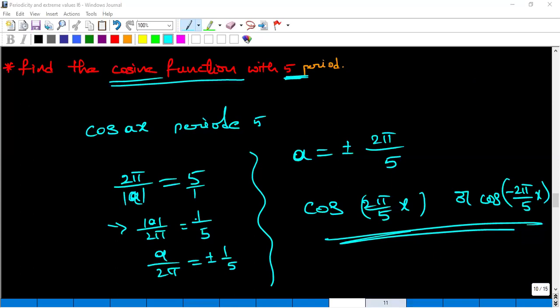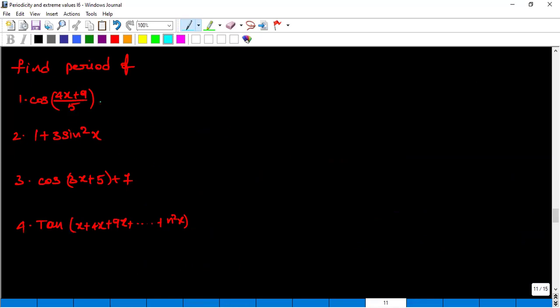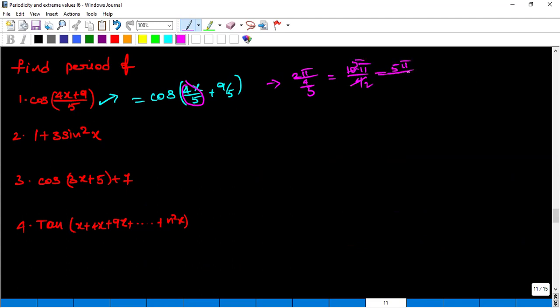Okay. Let us see some more questions. Here we have something else. Let us simplify this. We can rewrite it like cos 4x by 5 plus 9 by 5, because I want the coefficient of x. It is 4 by 5. For cos ax, the period is 2 pi by a. So the period for this particular thing is 2 pi by 4 by 5. It is already a positive number, that's why I'm not taking the modulus, which is nothing but 10 pi by 4. 2 2's, 2 5's. The final answer is 5 pi by 2.